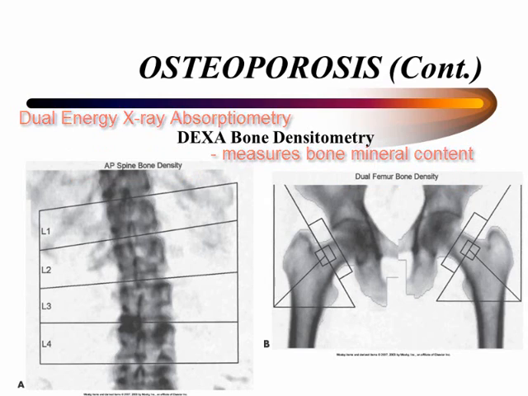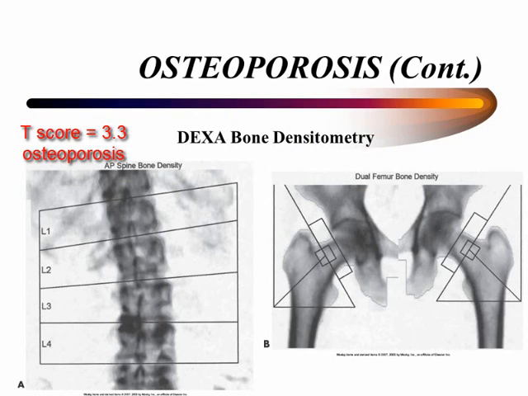The patient on the left-hand side had a T-score of 3.3, which demonstrated osteoporosis. The image on the right-hand side is a dual femur of a 65-year-old woman with a T-score average of 2.3, indicating osteopenia.